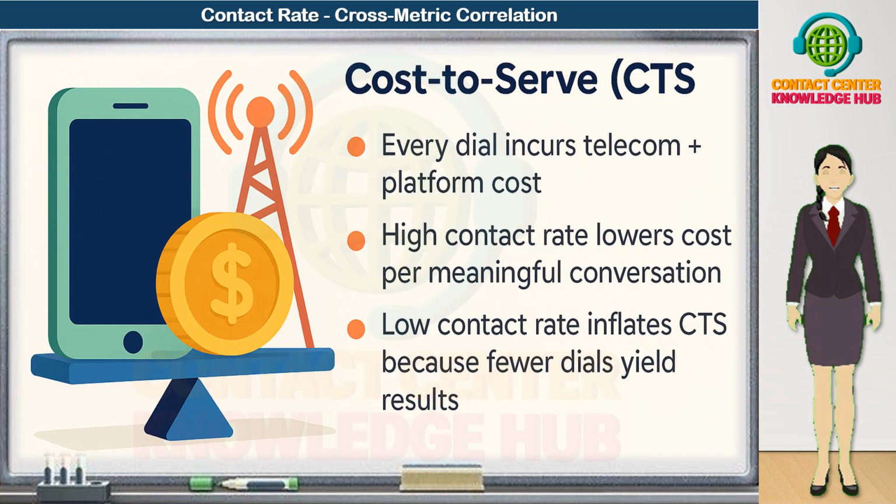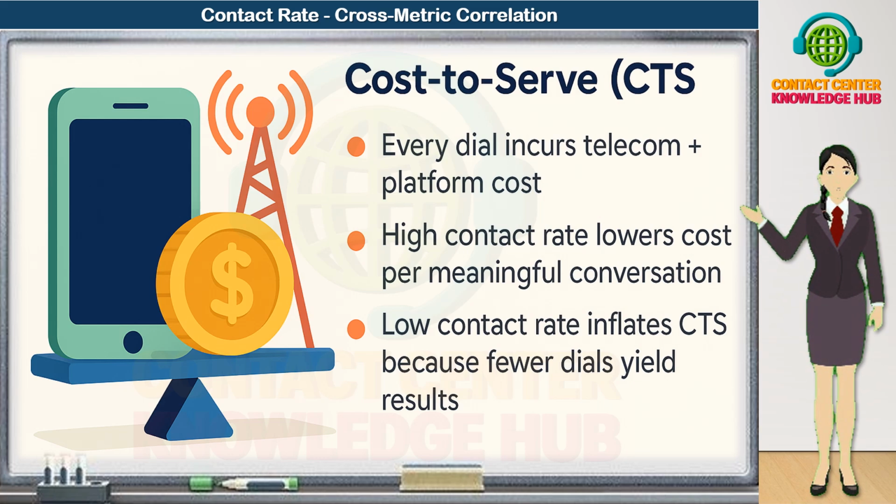Next, let's connect contact rate to one of the most important financial metrics, cost to serve, or CTS. Every outbound dial comes with a cost, from telecom charges and dialer platform fees to agent time and supervisory overhead. When your contact rate is high, dials result in meaningful conversations, which lowers the cost per successful contact and improves overall efficiency. But when the contact rate is low, the opposite happens.